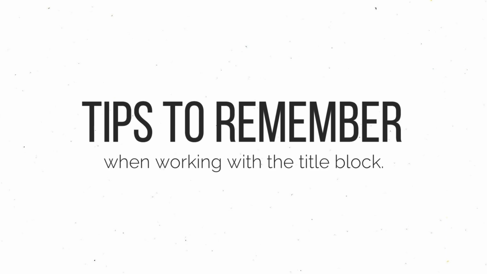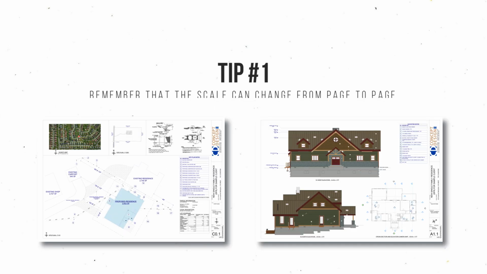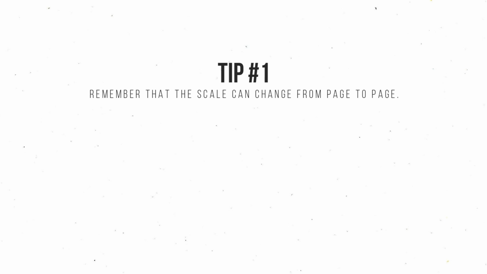Before we wrap up, I want to give you a few quick pro tips for working with title blocks. These will help you navigate blueprints more efficiently. Remember that the scale can change from page to page. Maybe the main floor plan uses a scale of 1/4 inch equals 1 foot. But when you look at the detailed drawing of a kitchen countertop, it's scaled at 1/2 inch equals 1 foot. Always check the scale before you start measuring.